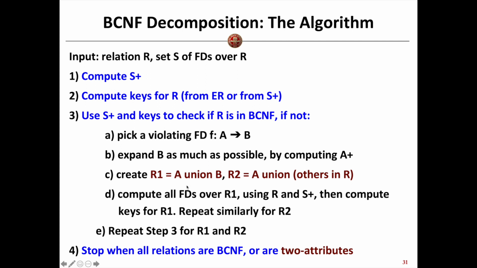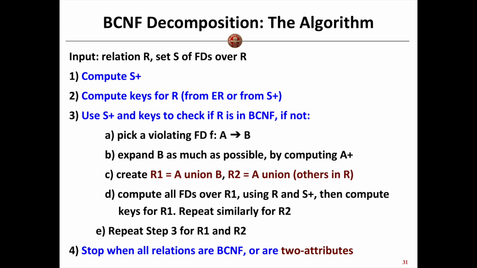Based on these two new relations, we further compute all the FDs over R1 by using R and S plus, and then compute the keys for R1. We do the same thing for R2 as well, because we need to first check if there still exist some violating FDs in R1 and R2 or not. We repeat step 3 for R1 and R2, again checking whether we can find any violating FDs. If we can no longer find any violating FDs, we stop and return these decomposed relations as the result.